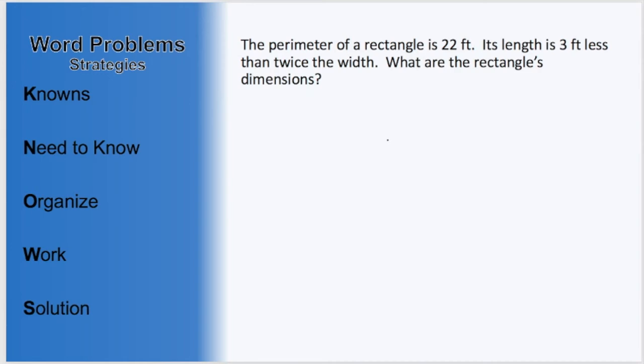For one example to bring everything together, consider this word problem. The perimeter of a rectangle is 22 feet. Its length is 3 feet less than twice the width. What are the rectangle's dimensions? We can go ahead and make our columns of knowns and unknowns.